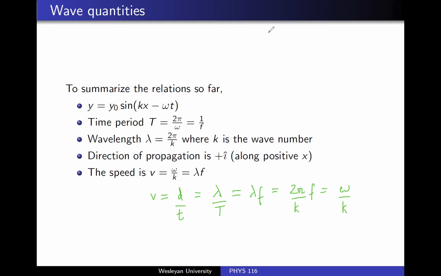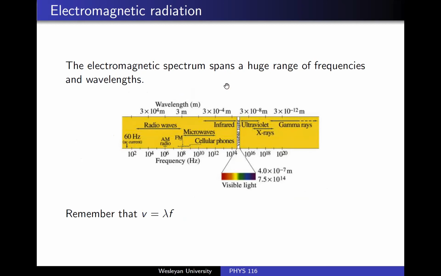We notice most easily from lambda times f that if the speed of the wave is constant, then as frequency increases, lambda decreases, and vice versa. In electromagnetism, this means that high frequency electromagnetic radiation has a very small wavelength. So X-rays and then gamma rays have extremely small wavelengths. The electromagnetic spectrum spans a huge range of frequencies, and visible light is only a small part of this. If we look at it in terms of wavelengths, radio waves can be on the order of kilometers long, going down to a few meters.